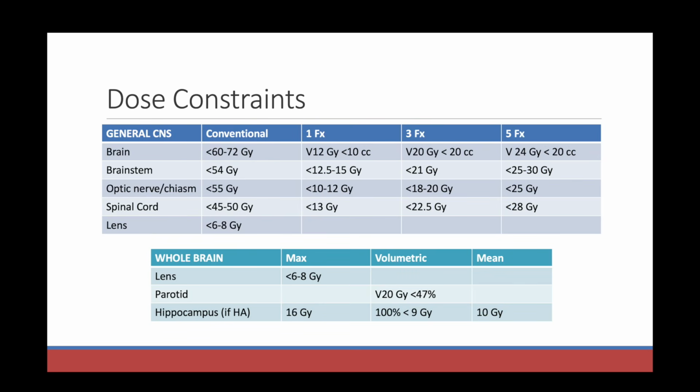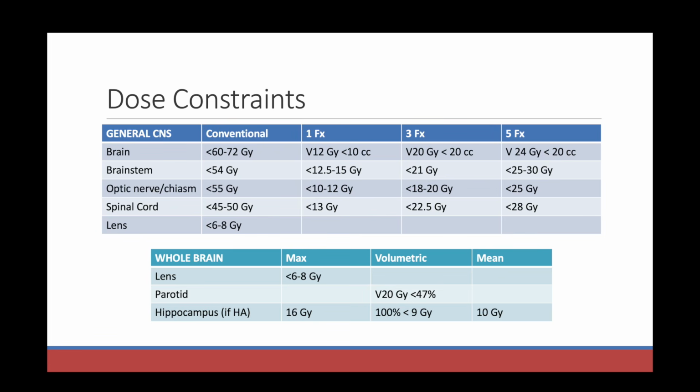I won't read through this slide in entirety, but just for reference, these are some general dose constraints for CNS that you can keep in mind. I think the most important constraints to be aware of are the maximum tolerated doses for the brainstem and then your optic pathway.